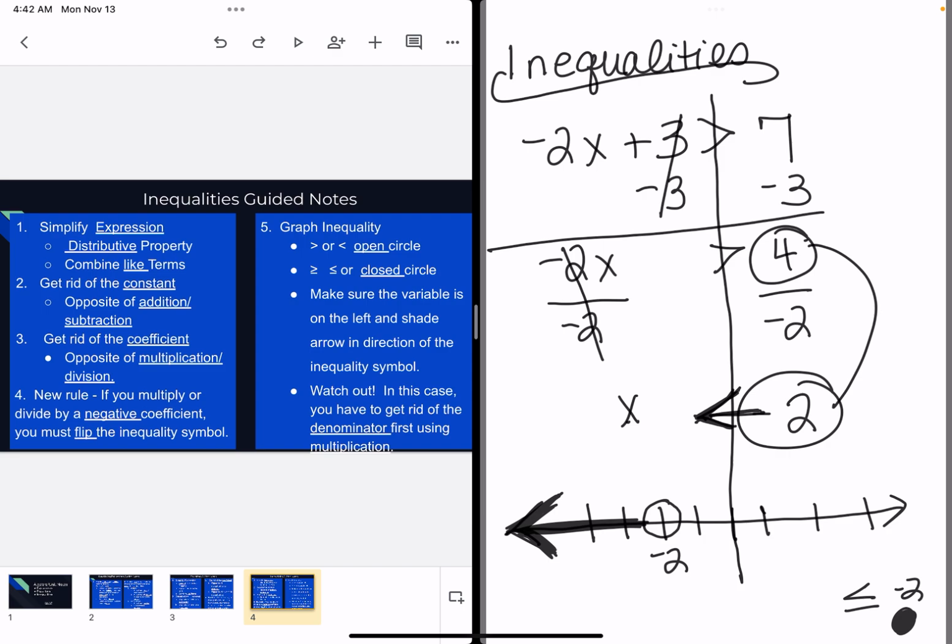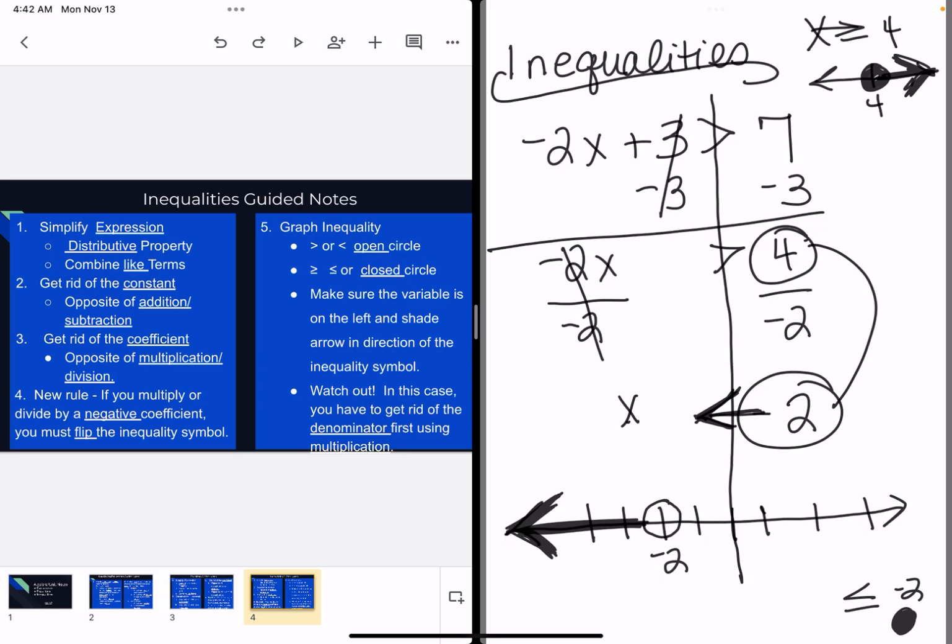Now, if it was like this, x is greater than or equal to 4, you would have your 4. This would be a closed circle because it's equal to. And look at the arrow. It's pointing this way, so I would shade this way.